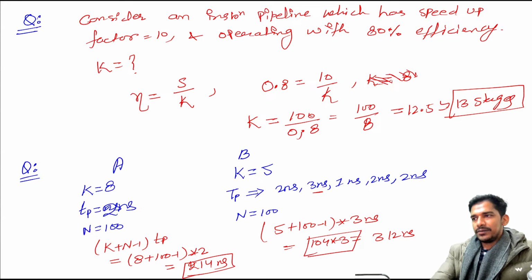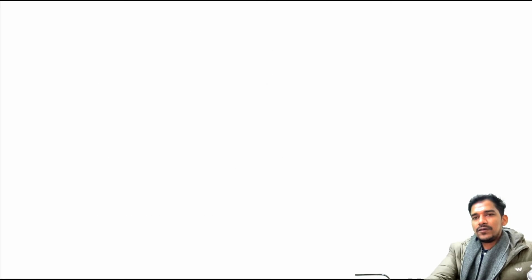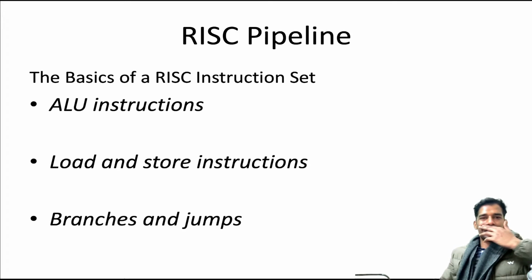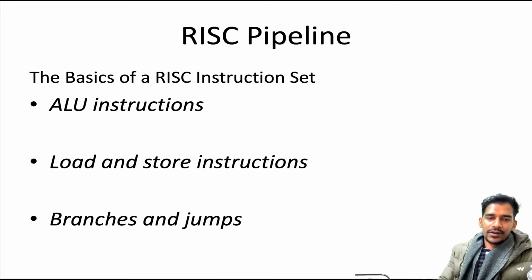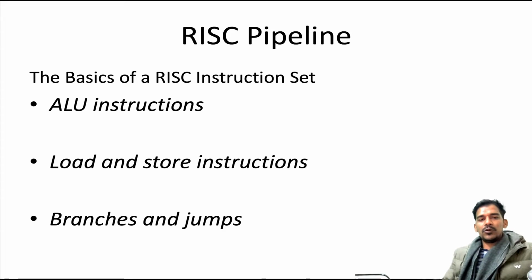So these are the basic things about the pipelining system, and there will be many types of questions that we will see in the upcoming lectures. Now we will move forward to our main topic, that is RISC pipelining. The RISC instruction set contains 3 kinds of instructions. The first is data manipulation instructions, or ALU instructions, in which you play with the data, like arithmetic and logical instructions, right? Then load and store instructions, used for moving the data.